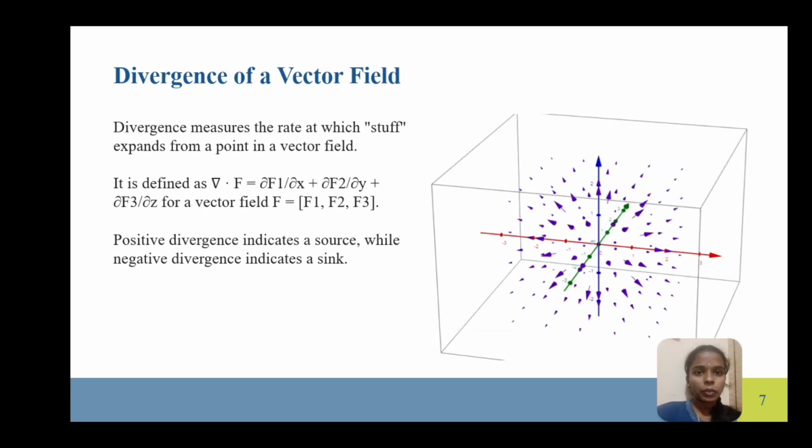Divergence of a vector field. Divergence measures the rate at which stuff expands from a point in a vector field. It is defined as ∇·F = ∂f1/∂x + ∂f2/∂y + ∂f3/∂z, for a vector field F = (f1, f2, f3). As in the image, you can see positive divergence indicates a source, while negative divergence indicates a sink.